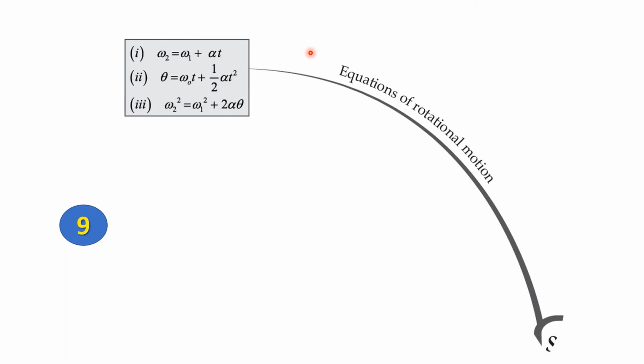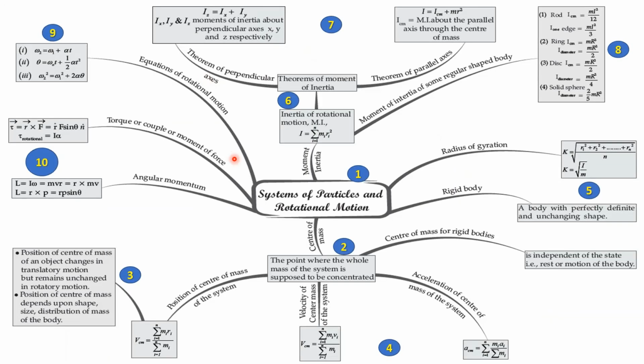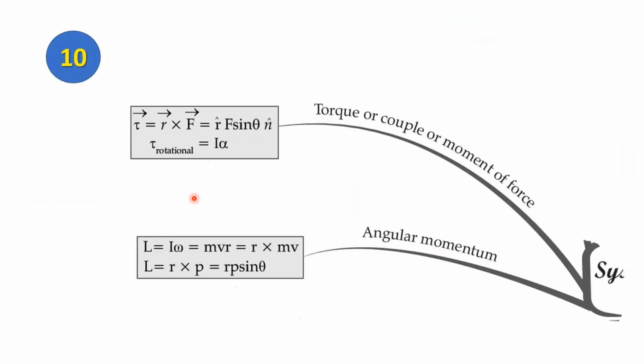So let's move on to the last part of the mind map. So this deals with torque and angular momentum. Now, torque is also known as couple or moment of force. So it basically is the rotational analog of force. And in order to find torque, we use the following formulae.